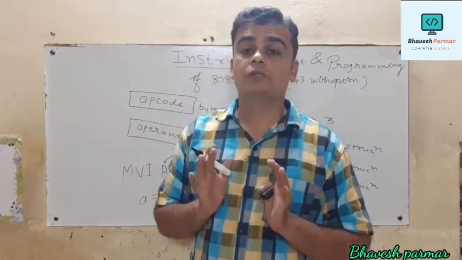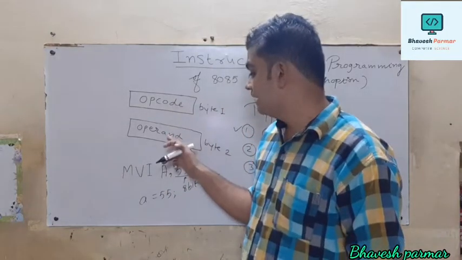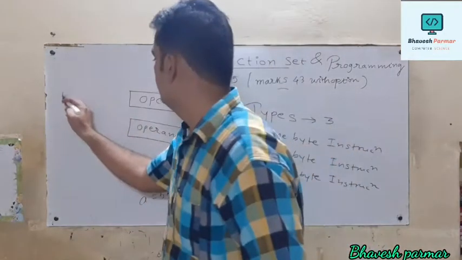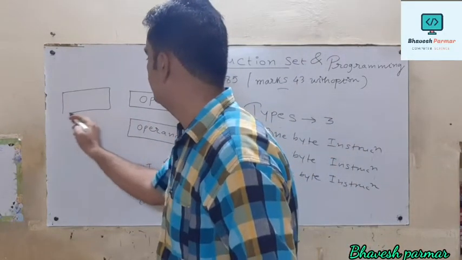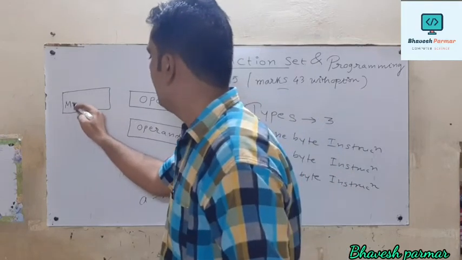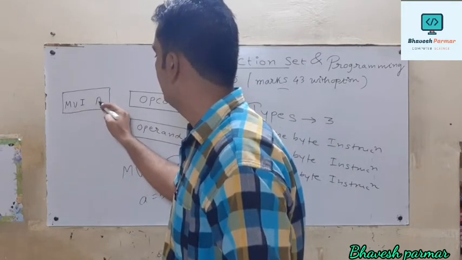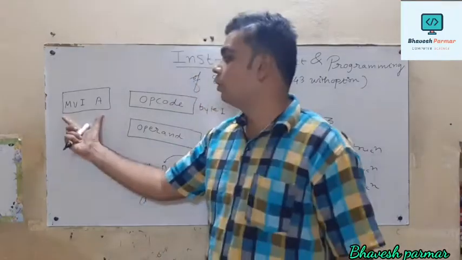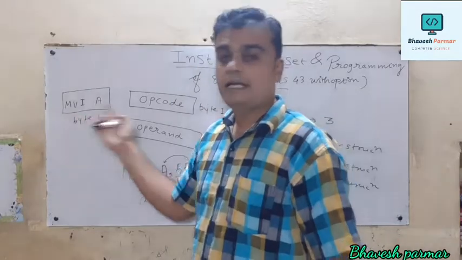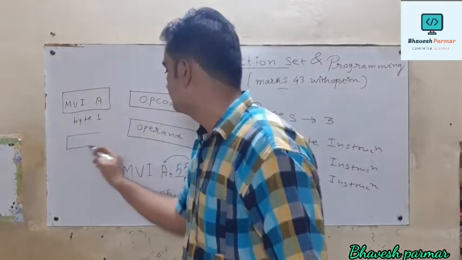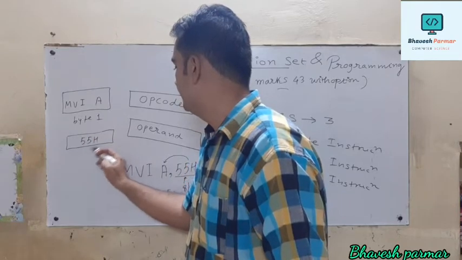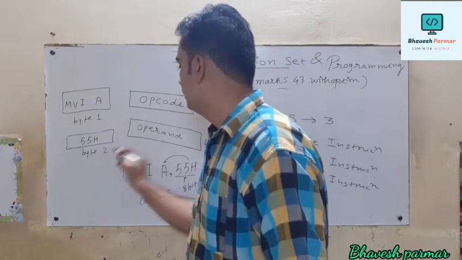Now guys, we are going to store this particular example in byte 1 and byte 2 format. How can we store it? In the first box, we represent the opcode. In our instruction, the opcode is MVI A. So this is my opcode, and it will be stored in byte 1. And in the second byte, we are going to store our actual data, that is 55, in byte 2.